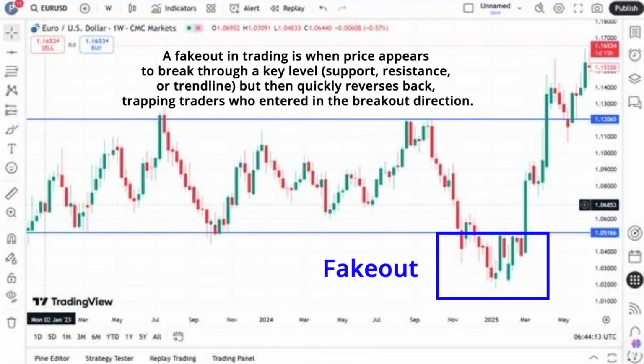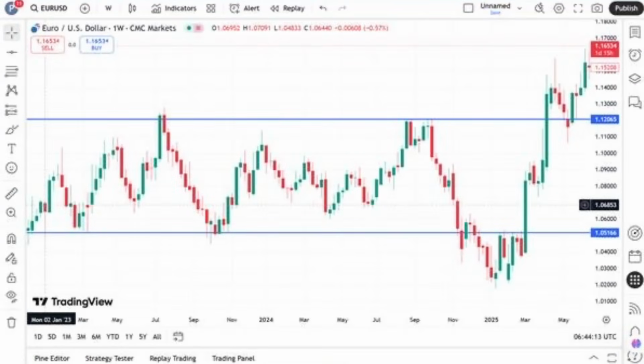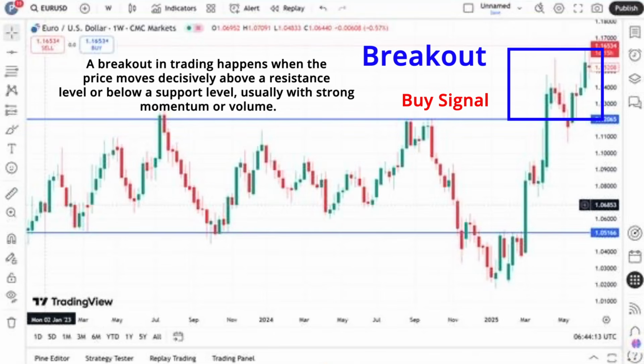So when you are trading using support and resistance, you want to be careful not to fall for a false breakout. And there are also times when a breakout is not false, when a breakout is actually confirmed. Let's see an example. Let's say that for Euro USD, price breaks above the 1.12540 resistance in the future. If it pulls back and retests that level before bouncing up again, that is a buy signal after a confirmed breakout.